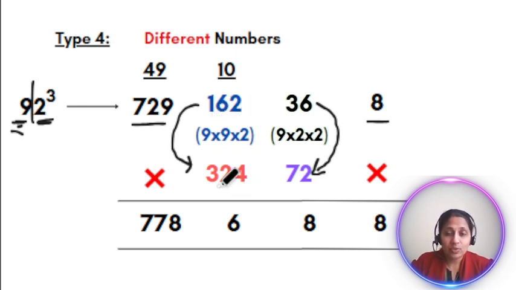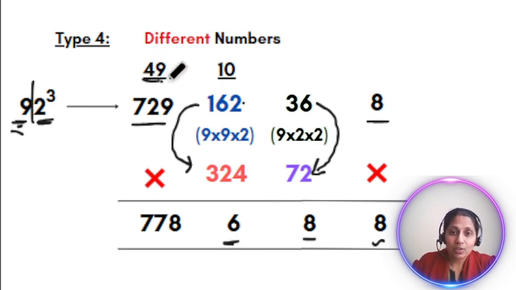162 times 2 gives you 324 and 36 times 2 gives you 72. So now sum it up from your right hand side. So 8 plus nothing gives you 8. 36 plus 72 gives you 108. So 8 at the bottom and 10 carried forward. 10 plus 162 plus 324 gives you 496. So 6 is at the bottom and 49 on top.